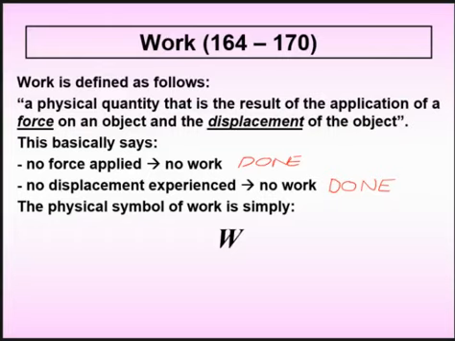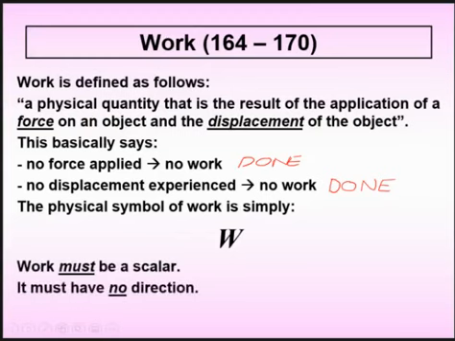And that's all I'm going to say. I can't teach you any more. I would love to, because that's what first year physics is for, but you have to wait until Mr. Shivers actually tells you the dot product and the cross product. Then you'll understand why they're called that. So work is a scalar. It must have no direction.